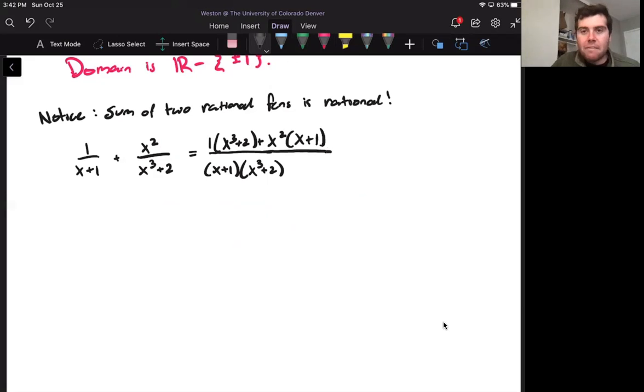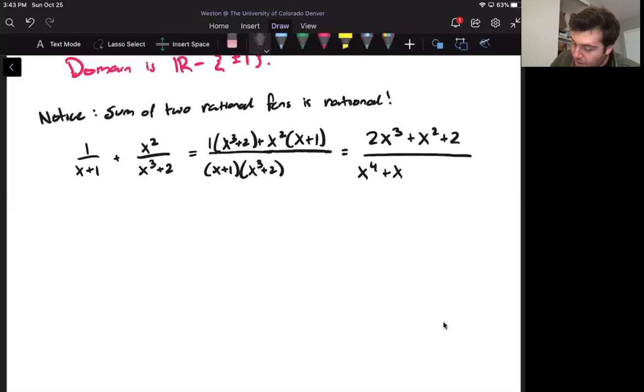And so again, we still have a polynomial divided by a polynomial, and we can expand to make it look even more so like that, where we get 2x cubed plus x squared plus 2 over x to the 4th plus x cubed plus 2x plus 2. And there we have it.